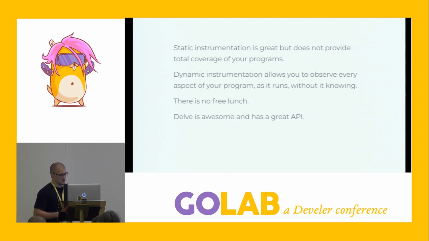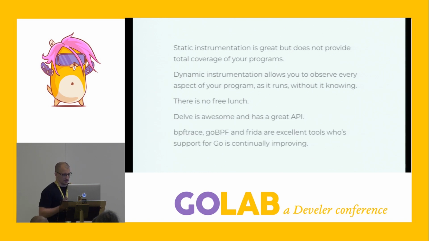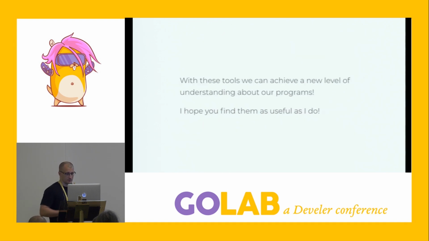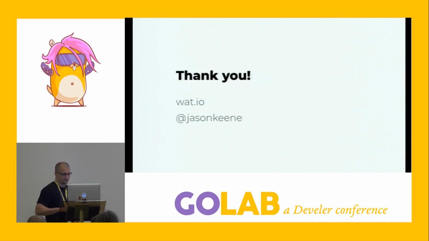Delve is really awesome and has a great API. Previous to discovering this API, I was sending commands to Delve via standard in and reading from its standard out, and it's very painful. So if you're going to automate Delve, I definitely recommend using the API. And finally, BPF Trace, GoBPF, and Frida are really excellent tools whose support for Go is continually improving. With these tools, we can achieve new levels of understanding about how our programs are running, and I hope you find them as useful as I do. Thanks.